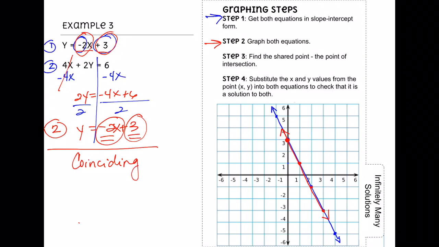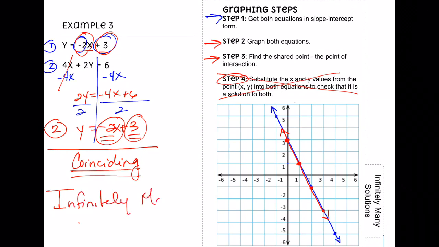So step 3 says find the shared point, the point of intersection. Well, here's a point that they share, here's a point that they share, here's a point that they share. They share an infinite number of points. So I can't take one and substitute it in. In fact, step 4 doesn't really make any sense here when I have coinciding lines. So when we have coinciding lines, and these two lines share an infinite number of solutions, that is our answer. Infinitely many solutions.